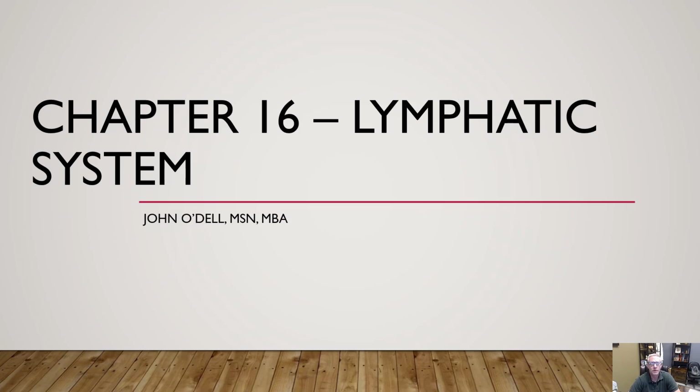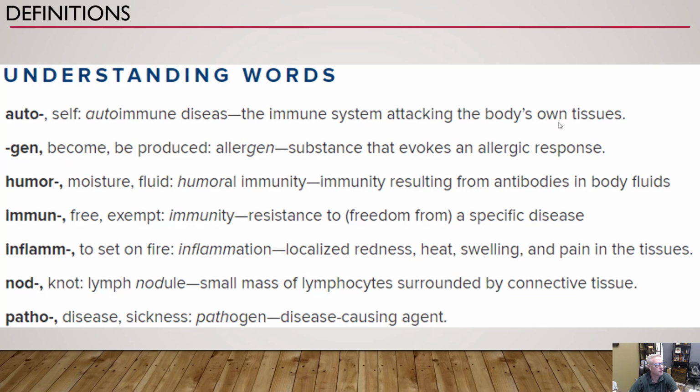All right, everyone, we are going to cover the lymphatic system today, chapter 16. Here are some roots and prefixes that you will need to know. Auto is going to mean self. We should know that one already from autoimmune diseases.